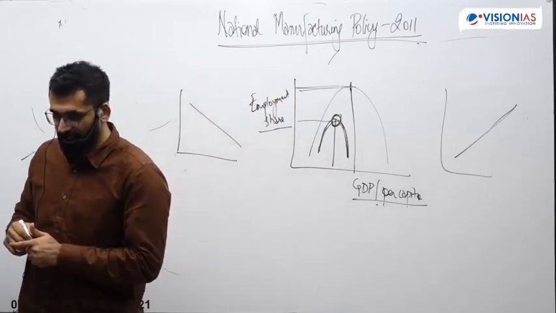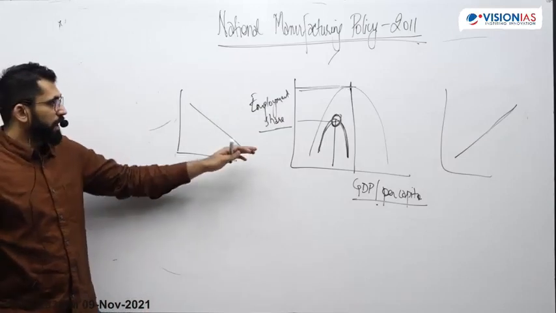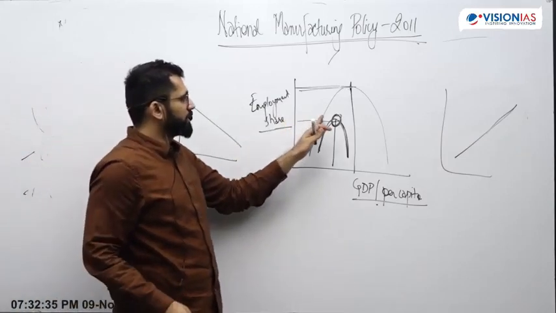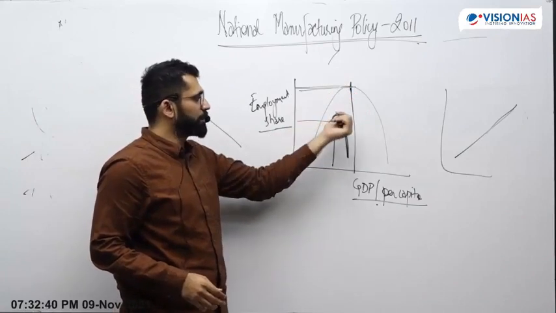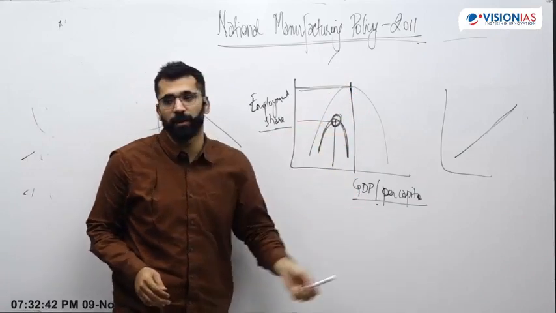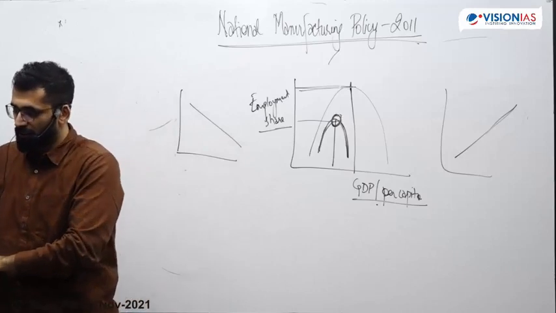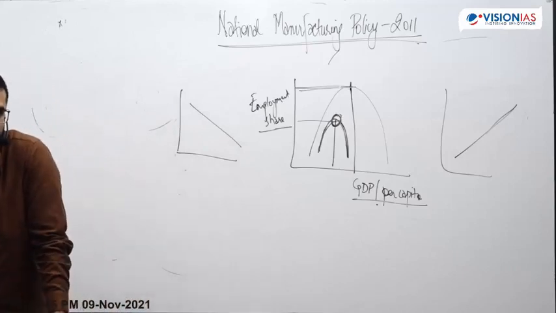At the same level of output, it is still including more people. Our peak came at a very low level, at a very small number of GDP per capita. This is your premature deindustrialization. Why?